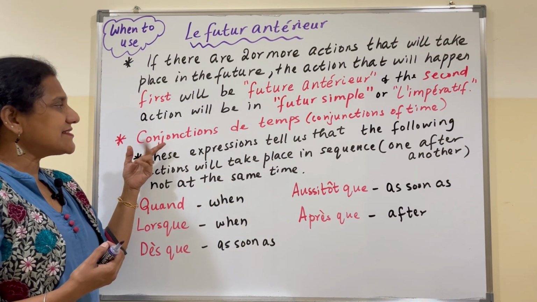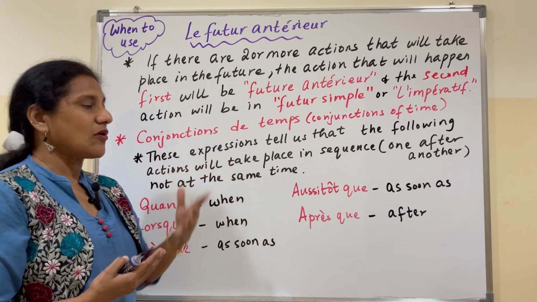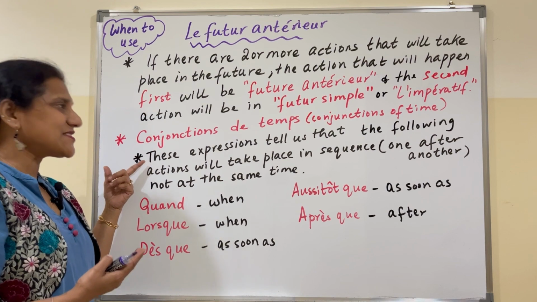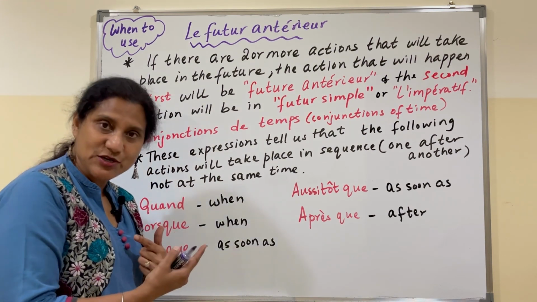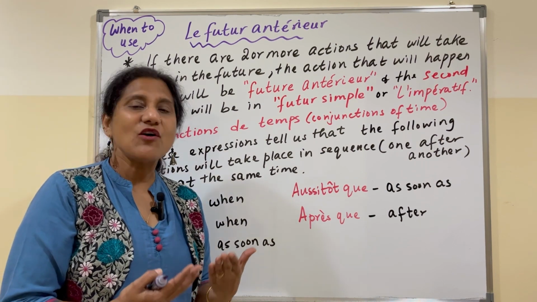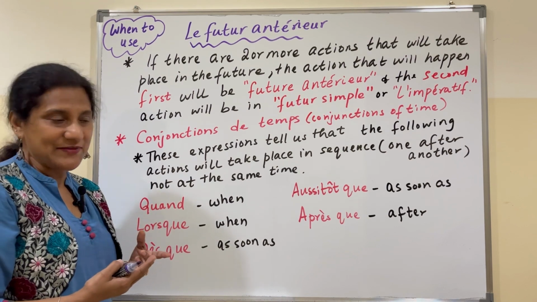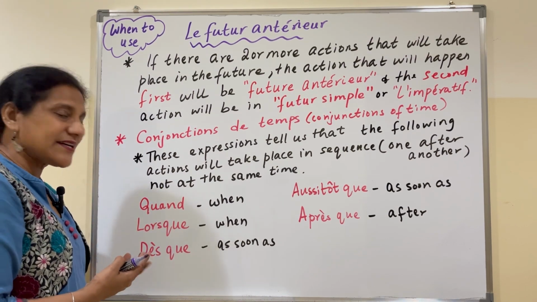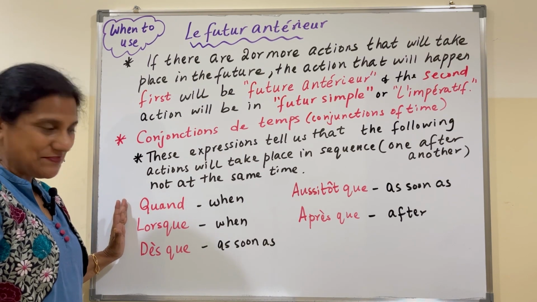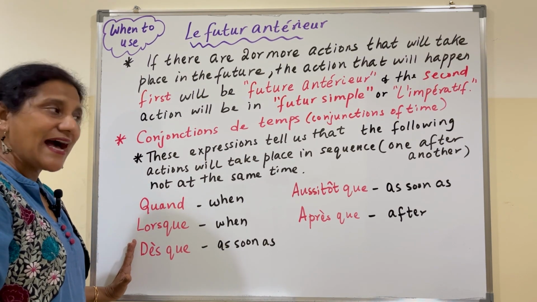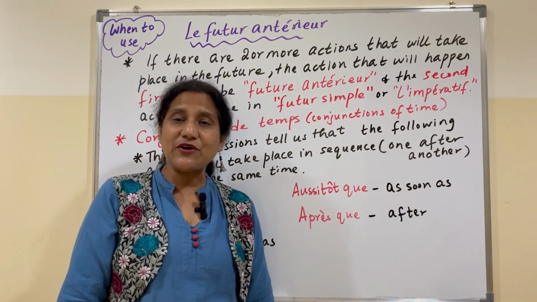Now, another thing is there are certain things which are called conjunction of time, conjonction de temps. What are they? These expressions tell us that the following action will take place in sequence. What do we mean by sequence? One after the other and not at the same time. So, what are some of the conjunction of time? Quand, which means when, lorsque means when, dès que, as soon as, aussitôt que, as soon as, après que, after.